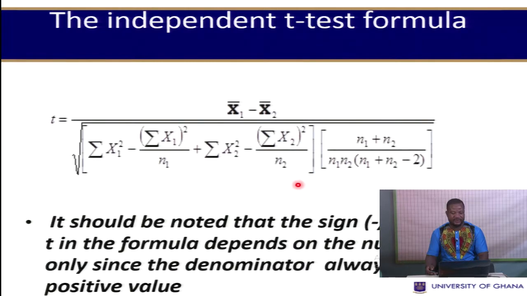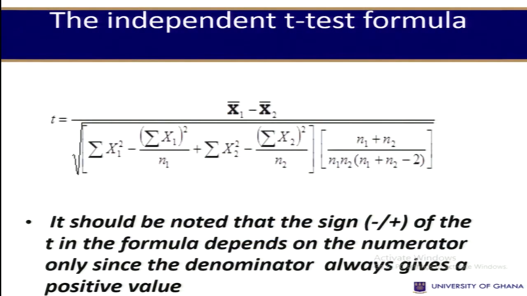It looks quite long but it is very simple to work with, because in the first slide we have dealt with how to handle these sigma issues. We have dealt with summation notation. Let me say here that it should be noted that when you are dealing with an independent t-test, whether you obtain a negative or a positive value depends on what is happening over here at the numerator. Remember, you are just subtracting one mean from the other.